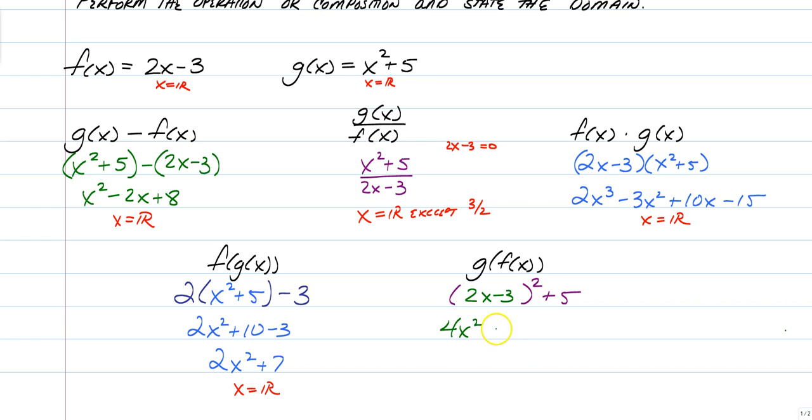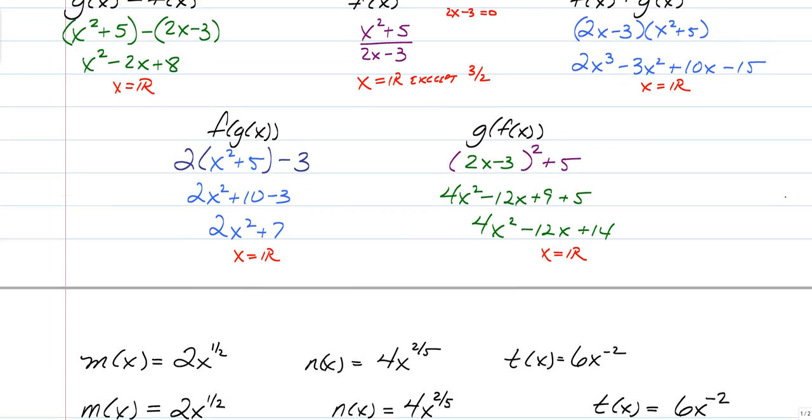So you have 4x squared minus 12x plus 9 plus 5. So you have 4x squared minus 12x plus 14. And one last time, x is allowed to equal all real numbers because you can square anything. Okay, so that was a pretty easy example. But that covers your function operations, which are just adding, subtracting, multiplying, and dividing. And it also covers compositions, when you insert a function into another function. That's called composition of functions.